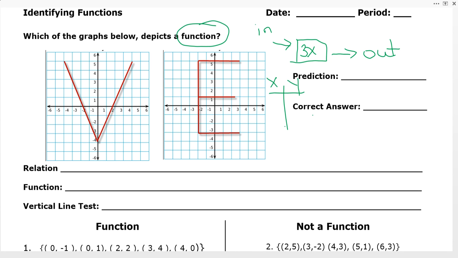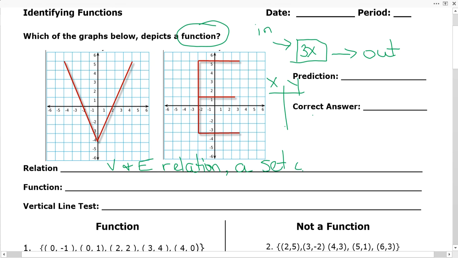So thinking about that, go ahead and make your prediction for the V and the E. Which one do you think is a function, the V or the E? I'll give you a hint. They're both not functions. Only one of them is. Okay, so they're both relations because a relation is just a set of ordered pairs.